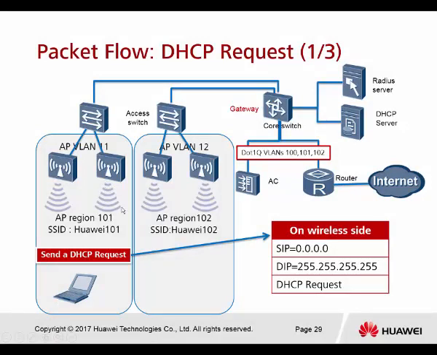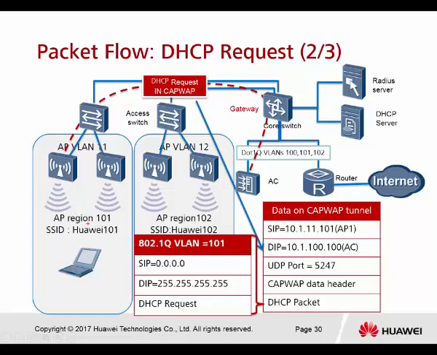Now when the PC is trying to connect to the Wi-Fi, it looks for this SSID. I want to connect to this SSID, Huawei 101. It's broadcast from these two APs in VLAN 11. So my client sends out the DHCP information, which will look like this. The source IP address has no information because I don't know my IP yet. The destination IP address, I also don't know where my DHCP server is, so I will send this as a broadcast.